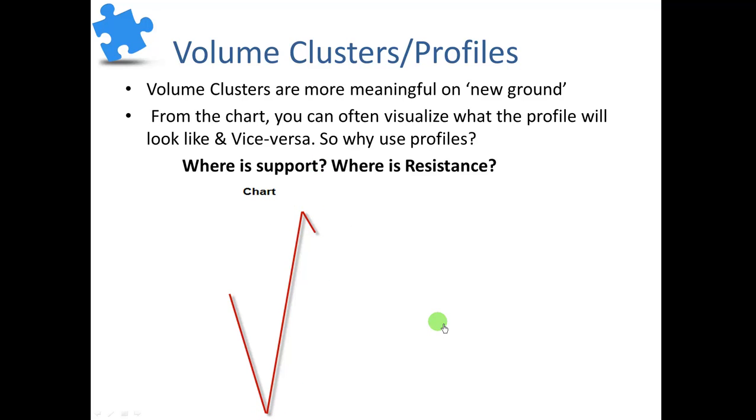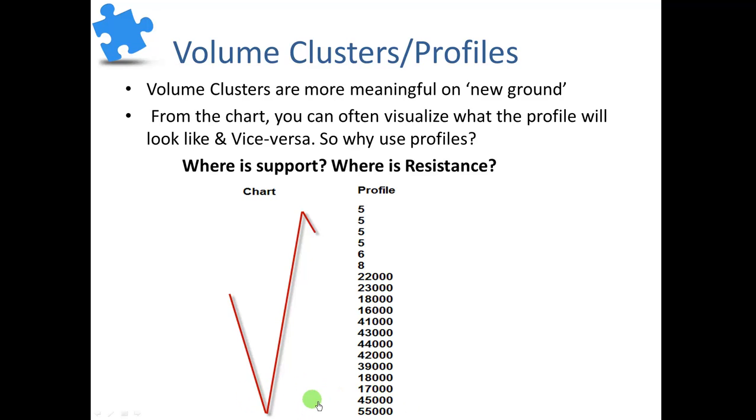Now if we look at the profile, we get a slightly different view. At the bottom here, we can see we have signs of absorption at the bottom of the profile because of this higher volume area. And so the volume profile agrees with the chart. At the top, it's a slightly different story. We have a range of prices where participants traded very, very little, and a range of prices where participants traded a lot. We have this small spike up without a lot of trading.